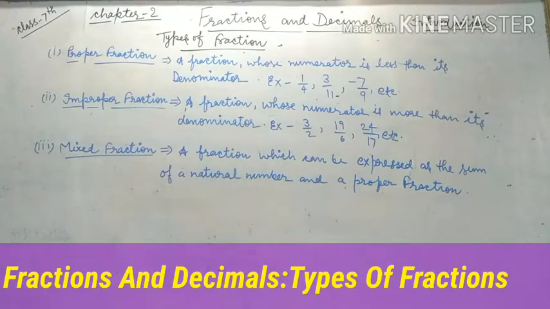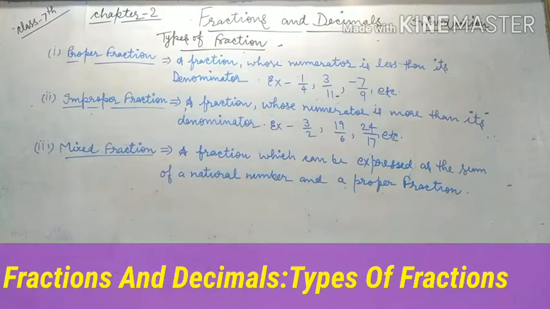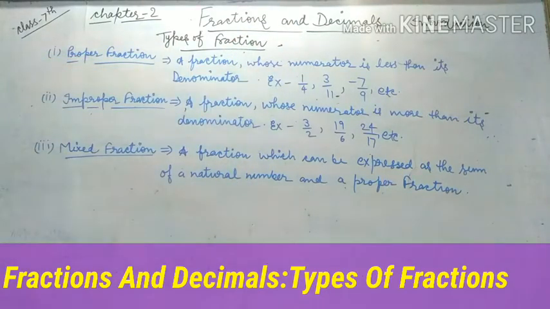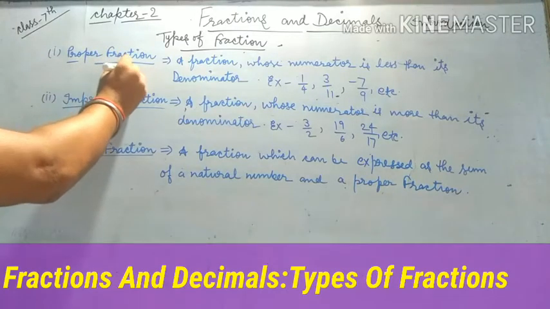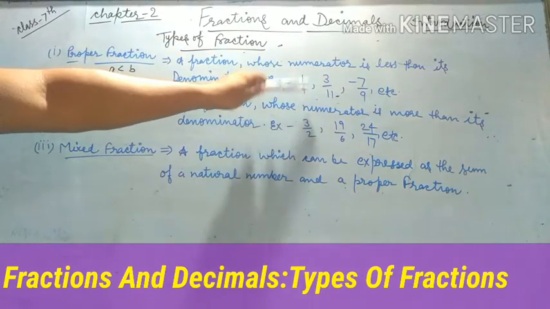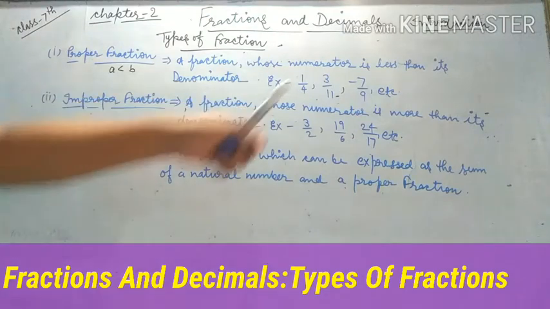And now we are going to discuss the types of fractions, meaning how many kinds of fractions there are. The first fraction is the proper fraction. A fraction whose numerator is less than its denominator, meaning the condition a is less than b. Look here: 1 is less than 4, 3 is less than 11, minus 7 is less than 9. So these are the proper fractions.